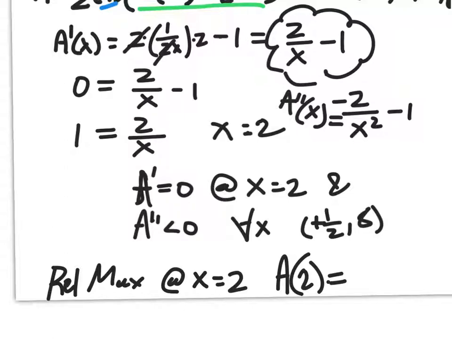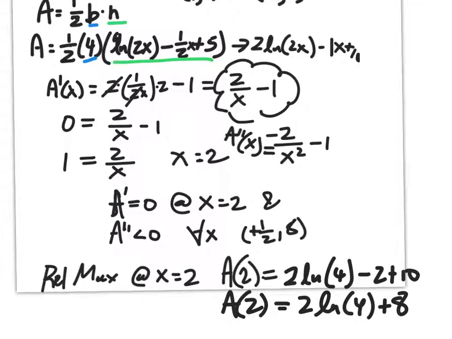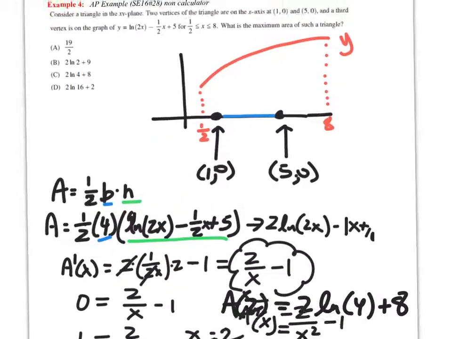I'm going to do that off camera. So I plugged in a 2. I plugged it in up here. Right, here's my area function. I plugged in a 2 here, got 4. I plugged in a 2 here, got negative 2. And so it looks like the area when x equals 2 would be 2 natural log of 4 plus 8. Let's see if we have that as an option on our multiple choice. Yes we do. Our answer would be C.